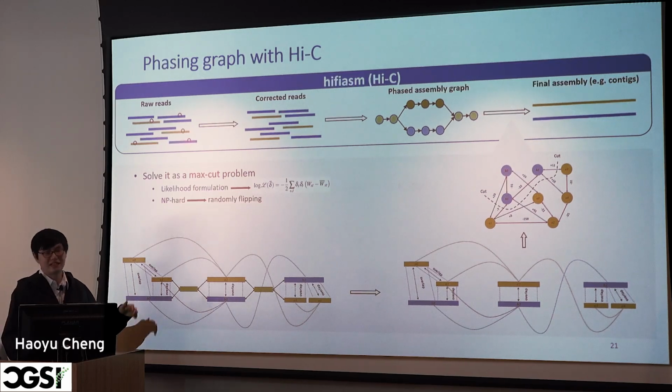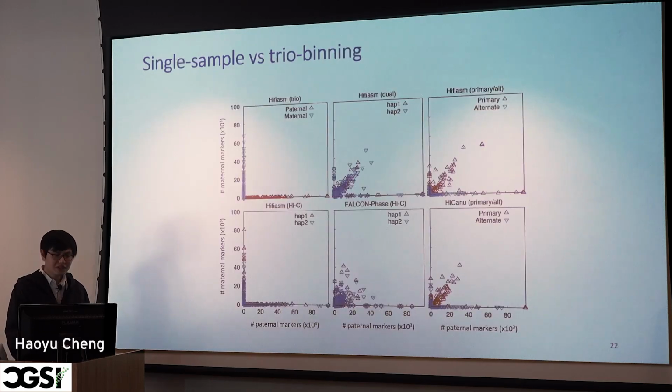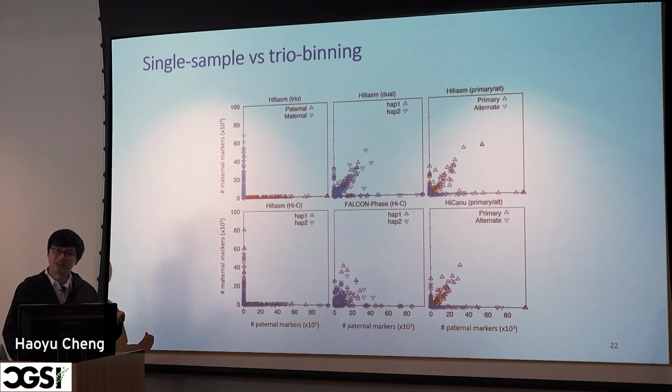So finally, we could find a max cut, that is, partition all the nodes into two sets. One set is for one haplotype, which is the result we would like to have. Here I'm showing the result of our algorithm in comparison with the other tools.